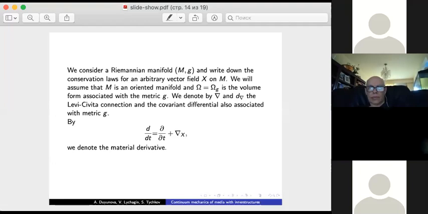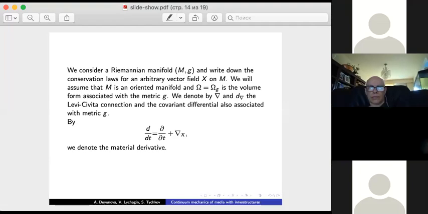Well, generally, these equations may be written for an arbitrary Riemannian manifold, and the main difference between this situation and our situation is that we have inner structure and we must pose some restrictions, some conditions on the flow velocity field and on the thermodynamics.